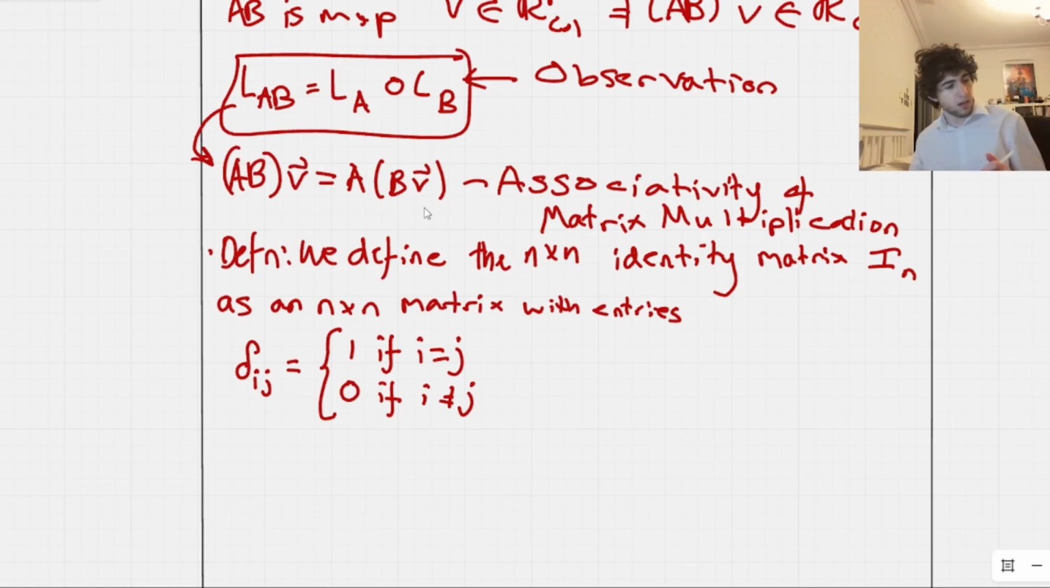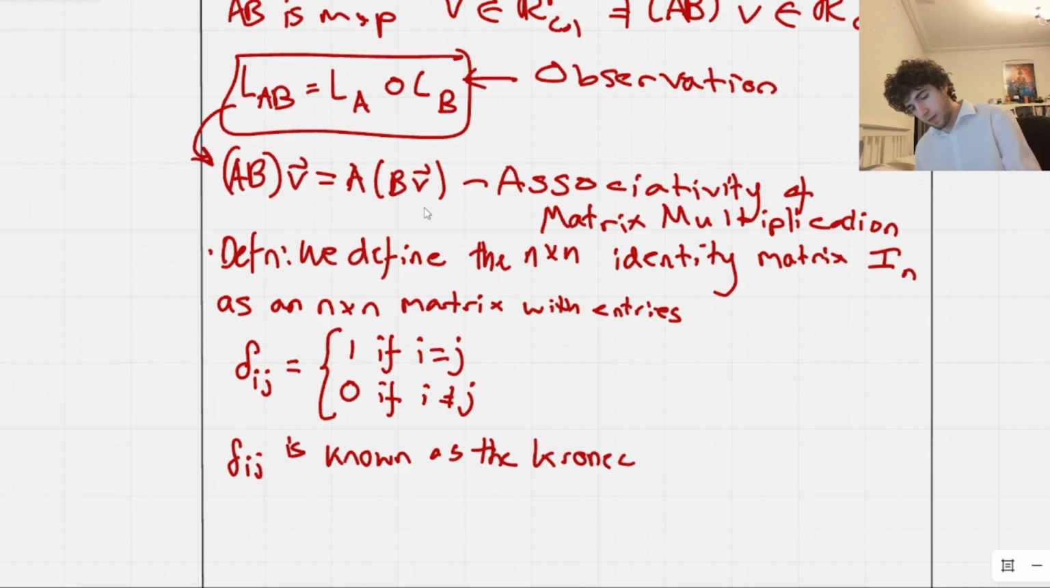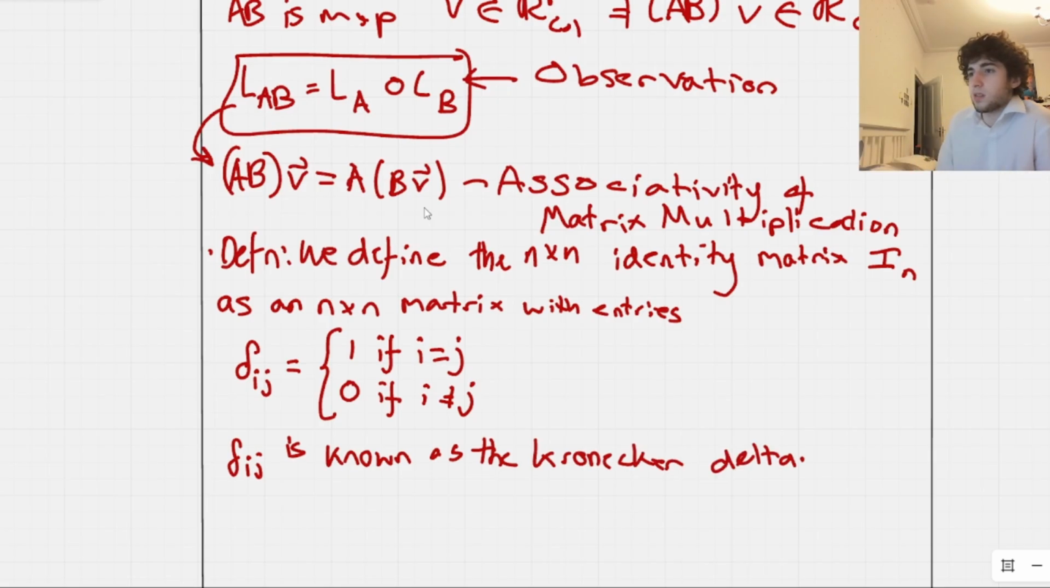So we say that delta ij is known as the Kronecker delta. Okay, so that's probably something we've never seen before, but it's a very simple idea. The idea of the Kronecker delta is just this piecewise defined thing that takes in these two inputs, i and j, and spits out either 1 or 0, depending on whether i is equal to j or i is not equal to j. Okay, and it's important in linear algebra, so we're introducing it now.